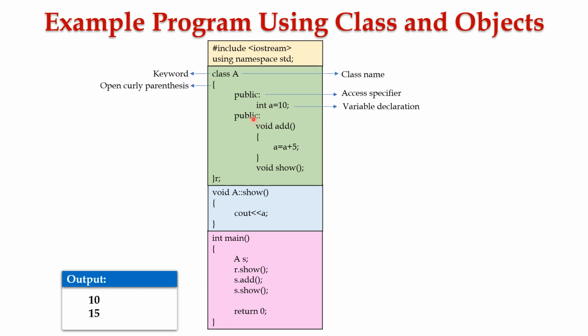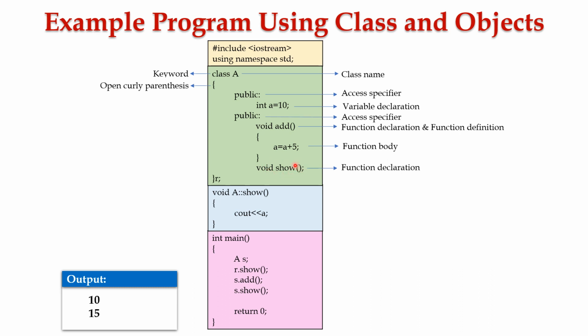Next, public is the access specifier given for the function declaration and definition part. void add() is the function declaration and definition. Here, we have defined the function add as a = a + 5. That is, a is incremented by 5 and stored in the variable a. Next, void show(); ended with a semicolon. This is the function declaration part.